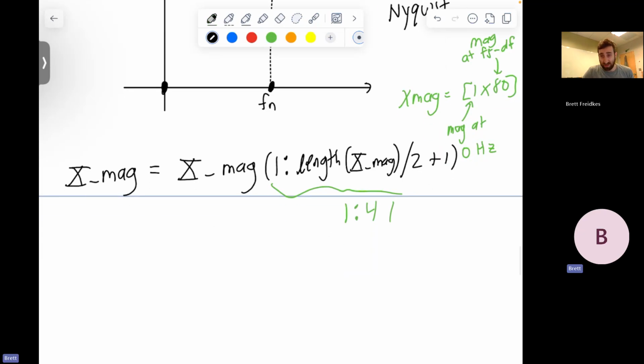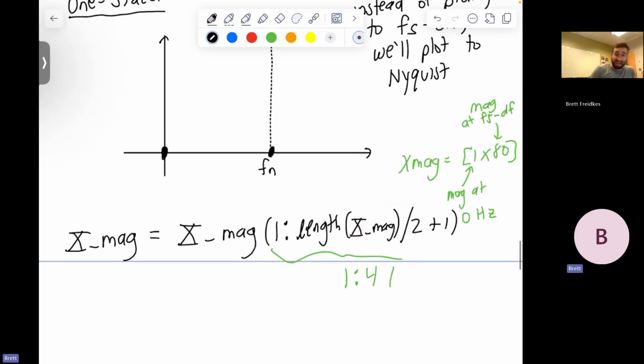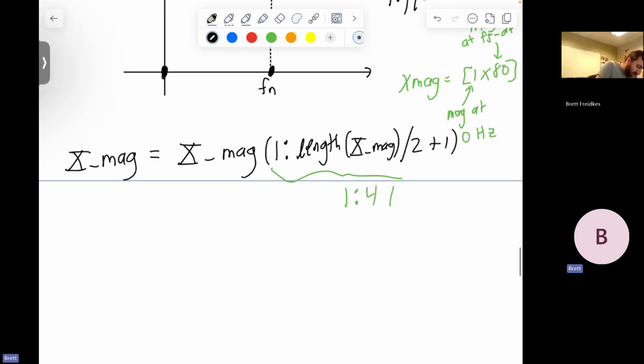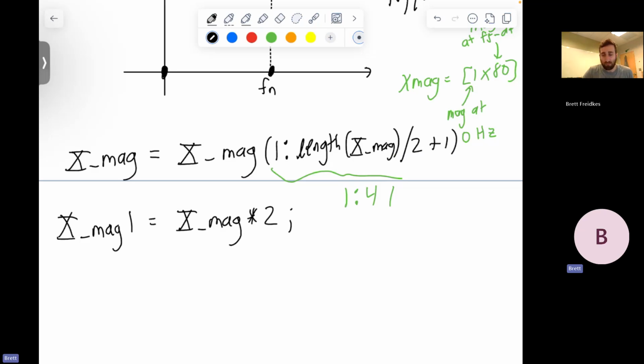We don't need to normalize again. We've already normalized. But what I do need to do is, if I am getting rid of and ignoring those negative frequencies, I have to double the amplitudes in that vector. So I'll say x mag, maybe 2, or maybe I'll say 1 for one-sided. This will be that x mag we found originally times 2. I have doubled all the frequency content.